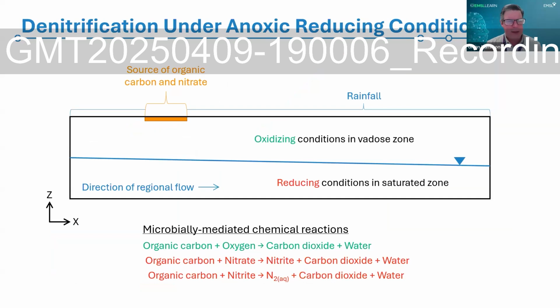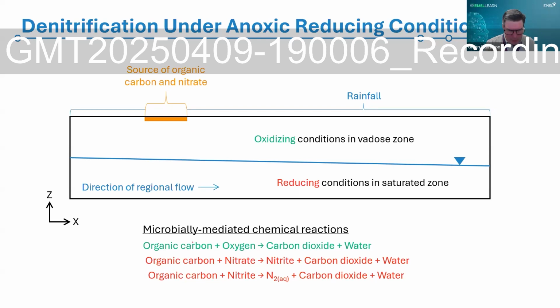Okay, my last scenario. This is denitrification under anoxic reducing conditions. So this is a vertical cross section. We're going to have water flowing in. We have a regional gradient, so water is going to flow to the right. In the vadose zone, it's oxidizing, and then in the saturated zone, you'll see that there are reducing conditions there. I'm going to release some organic carbon and some nitrate. You can think of various situations in the world where there are operations that may release nitrate into the subsurface, and it will show denitrification occurring.